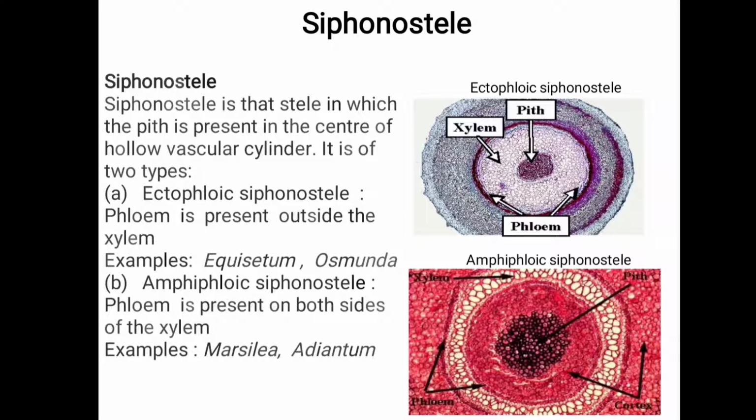Then the amphiphloic siphonostele, in which the phloem is present on both sides of the xylem. You can see this, they are transparent cells, that portion is xylem cells, but on both sides a single cell layer appears. This layer is the phloem layer. So the phloem is present on both sides of this xylem. Marsilea and Adiantum, they are pteridophytes. In these, the amphiphloic type of stele is present.